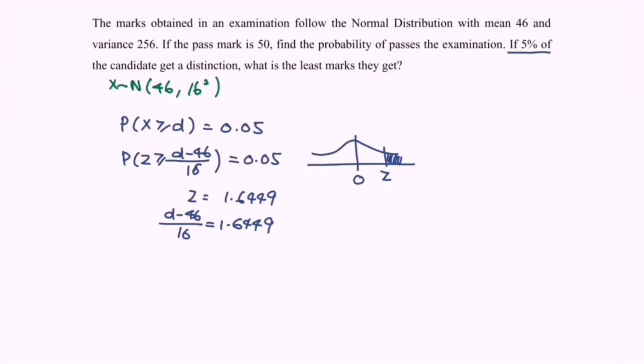So kindly rearrange the situation. So d is equals to 16 multiplied with 1.6449 plus with 46. So the value for d is equals to 72.3184. So round up the situation. So the d will be 72.3 marks.